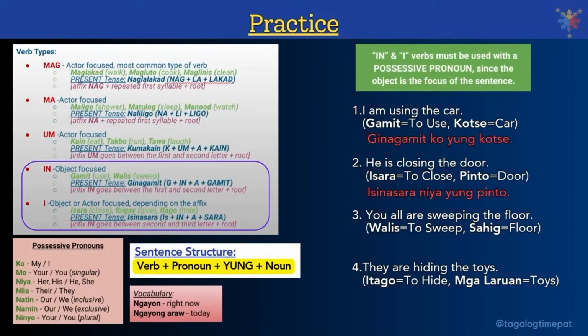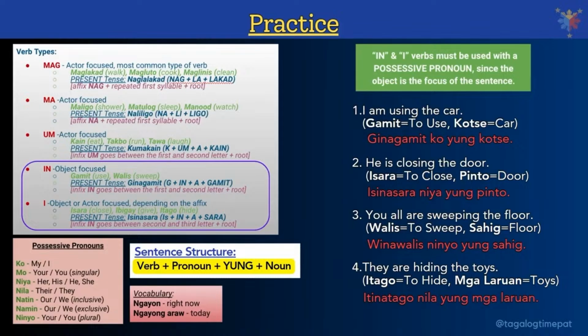Isinasara niya yung pinto. So the pattern for e verbs, the in just goes between the second and third letter, and then it's the root. He, as a possessive pronoun, is niya. Yung pinto, the door. Number 3, you all are sweeping the floor. Winawalis nyo yung sahig. And then lastly, they are hiding the toys. Itinatago nila yung mga laruan.